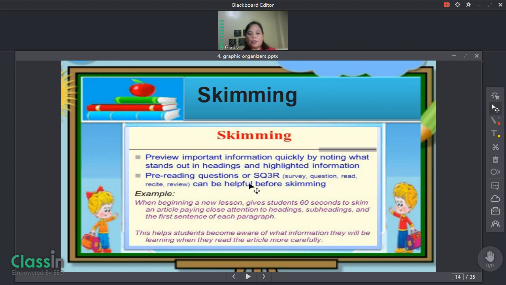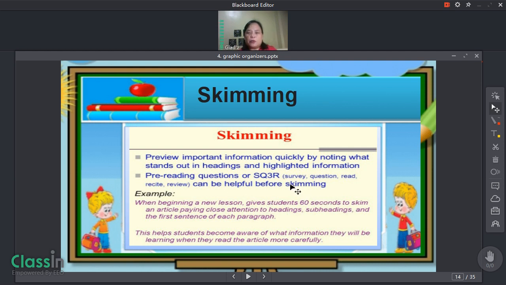Okay. So like for this example, it previews important information quickly by noting what stands out in headings and highlighted information. Okay? Or the pre-reading questions, or the SQ3R. So the use of SQ3R. What is the SQ3R? We have the survey, question, read, recite, review. It can be helpful before skimming.